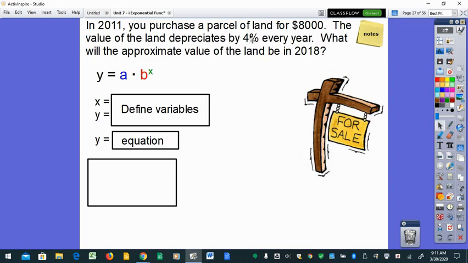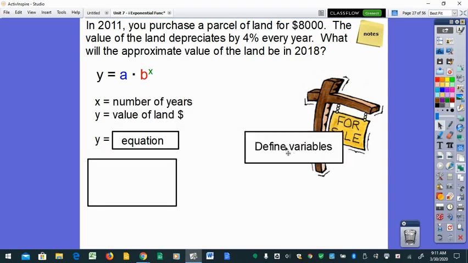So now careful, the 4% isn't what's left. You're losing 4%. So you take 100 and subtract the 4%, 96% got left. So your B is going to be 0.96. Your A is the original amount, which is 8,000. And then we've got to see how many years are in between here, but let's start with defining our variables.